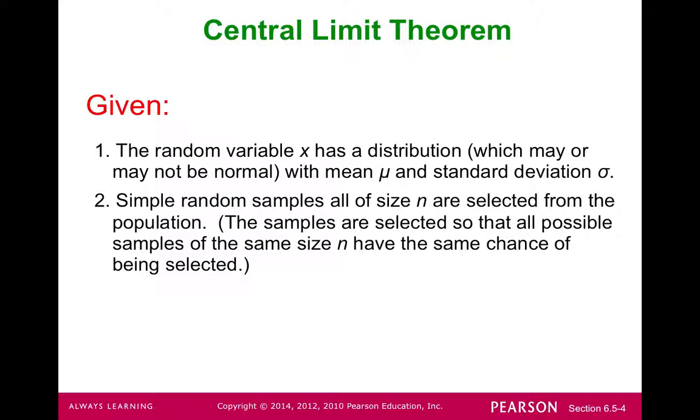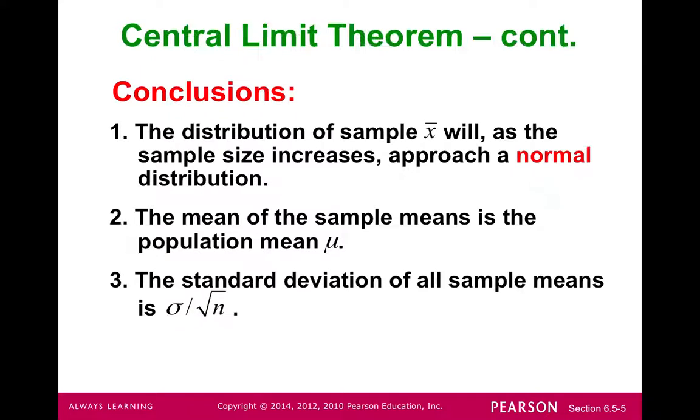And the samples are selected so that all the different combinations of the same size n have the same chance of being selected. So if my n is 10, I should be selecting my group of 10 in a way that it doesn't really matter which group of 10. Each person that's in that population has the same chance of being chosen to be part of my sample.